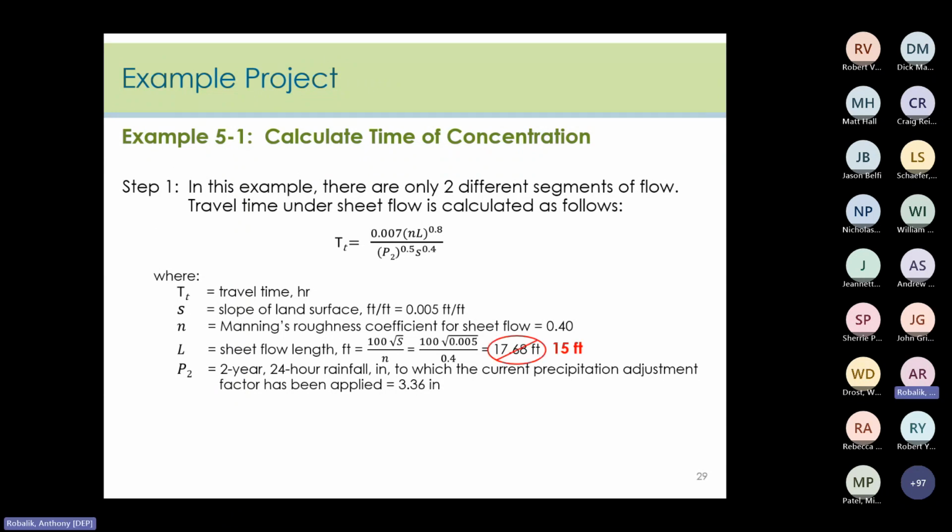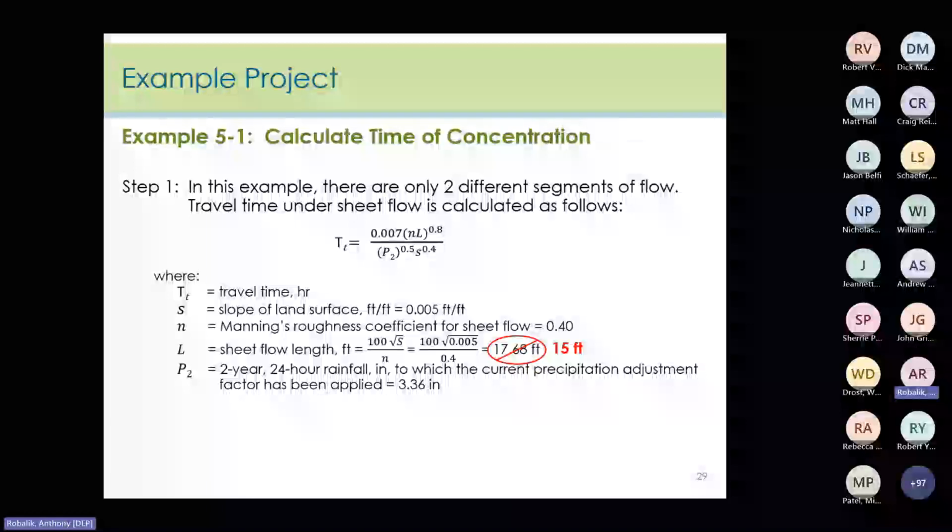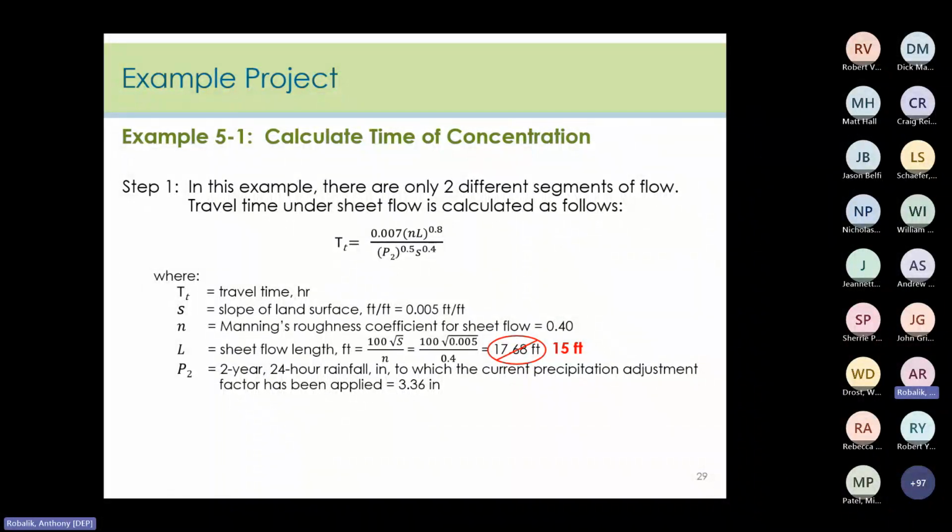But for sheet flow length, it wasn't mentioned in the example statement, but there's actually a physical obstruction on the site that limits sheet flow length to 15 feet. So we're not going to use the larger distance, 17.68 feet, that was calculated by McCuen-Spiess, but instead use the smaller distance of 15 feet, which represents the actual site conditions. Plugging all this into the equation shown here yields a travel time of 8 minutes.